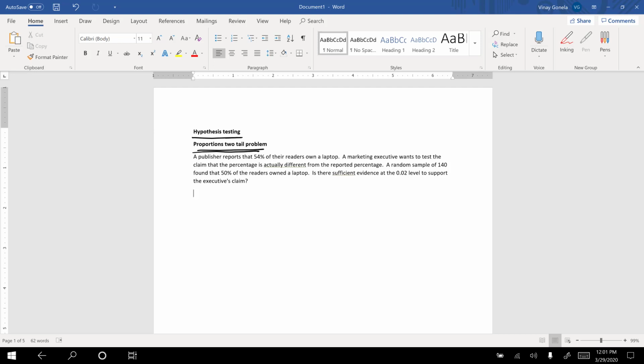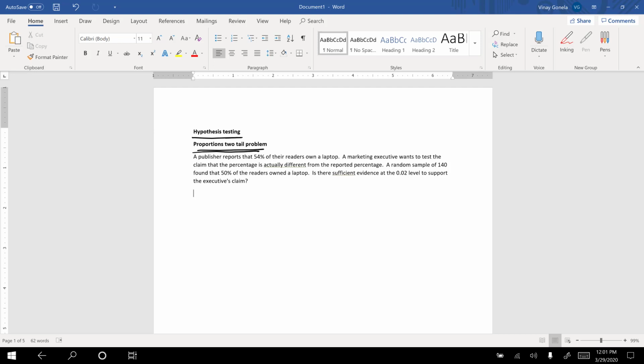A publisher reports that 54% of their readers own a laptop. A marketing executive wants to test the claim that the percentage is actually different from the reported percentage. A random sample of 140 found that 50% of the readers owned a laptop. Is there sufficient evidence at the 0.02 level to support the executive's claim?